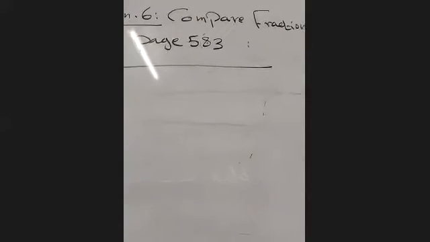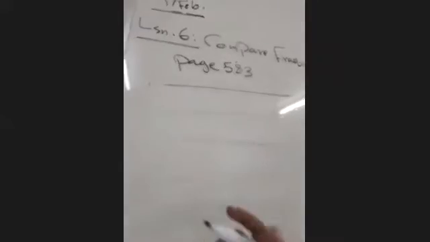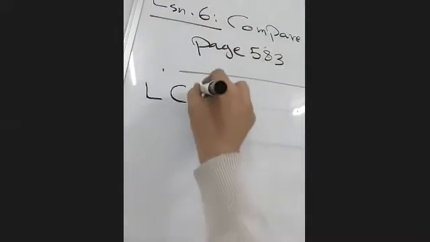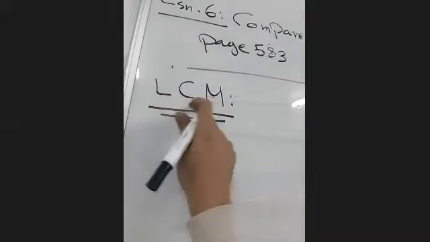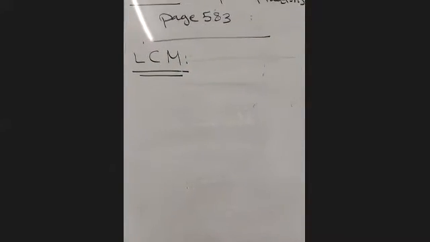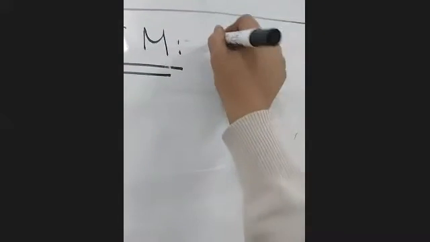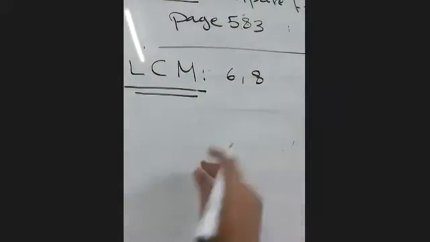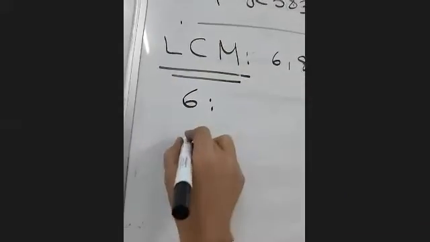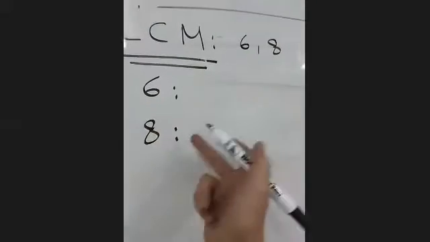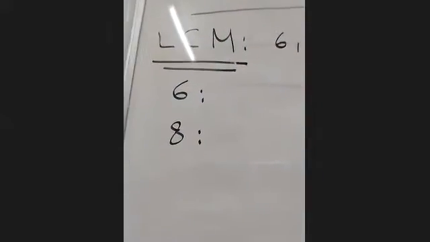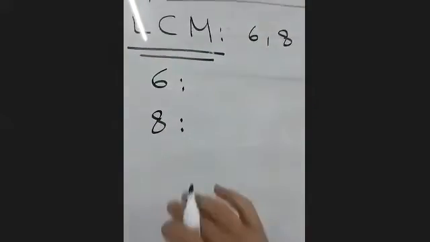Now, let's remember what we took in the previous lesson. We took how we find something we call the least common multiple, the LCM. Let's remember how we did the LCM, guys. For example, if we have two numbers, 6 and 8, and we want to find the least common multiple of 6 and 8, we write multiples of 6 and 8. Then once we find a common multiple, we stop and it will be the least common multiple.